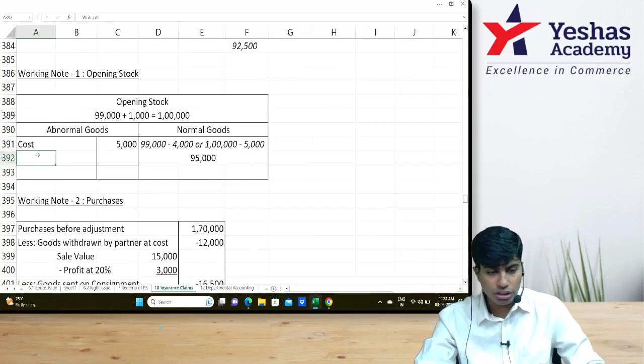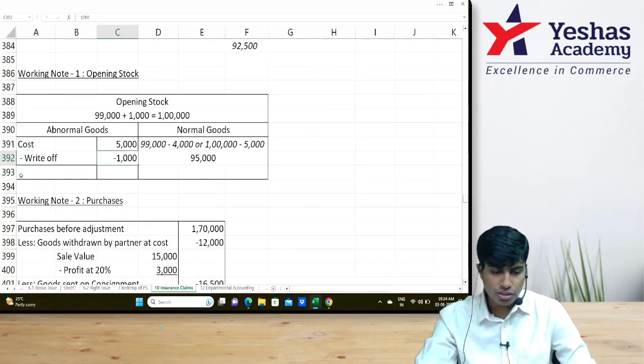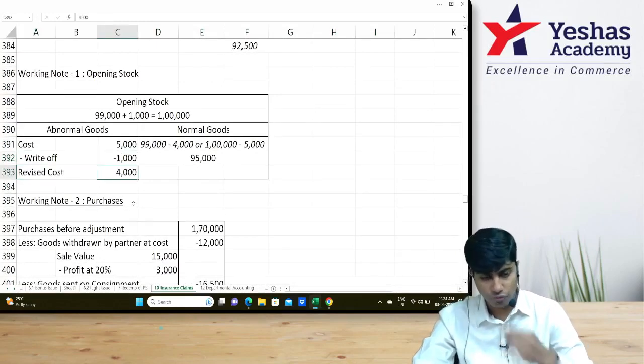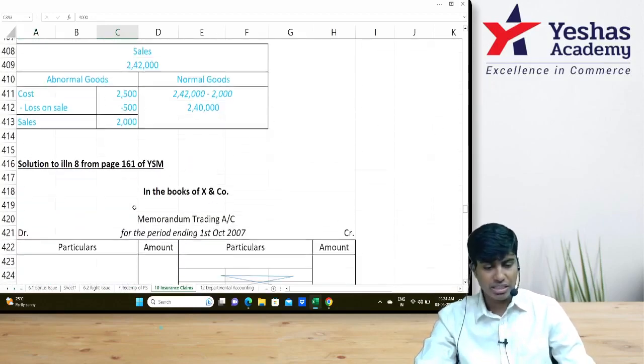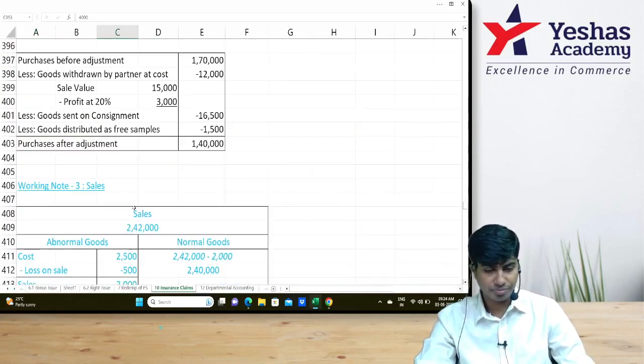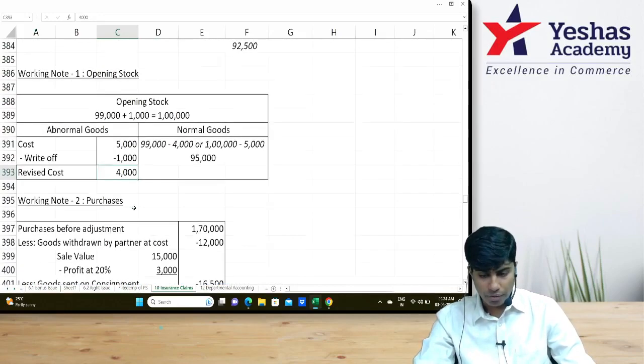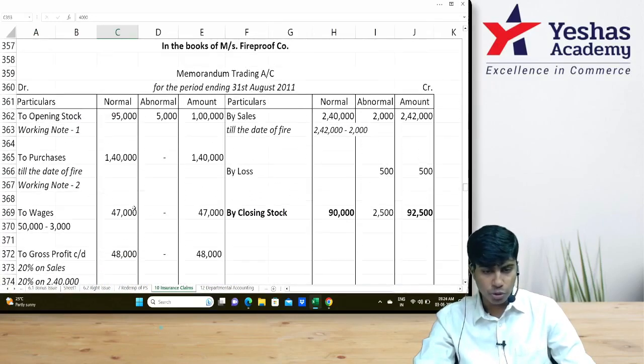So here the cost is there. Return of 1,000. So it would become revised cost of 4,000. Everything else is done, guys. We need to do the eighth one next. Okay, copy. The eighth one we would have to do post break, I guess.